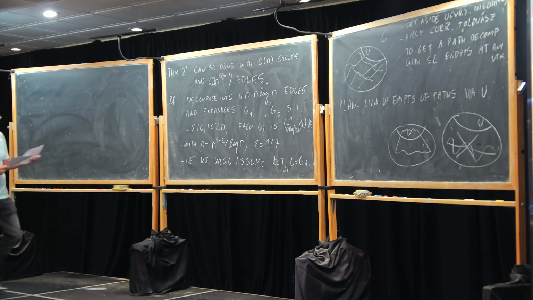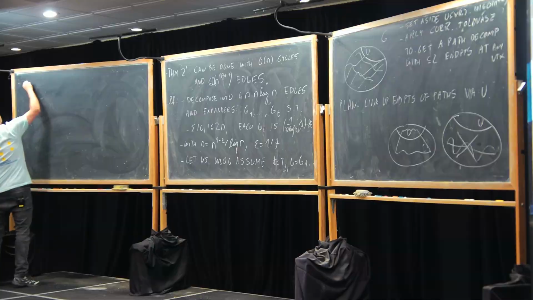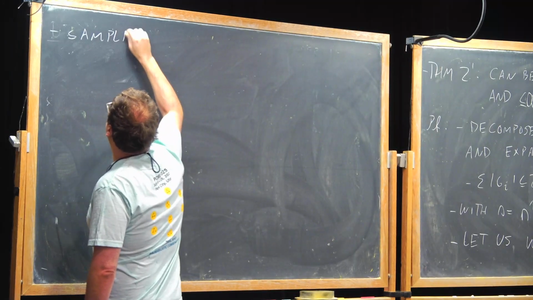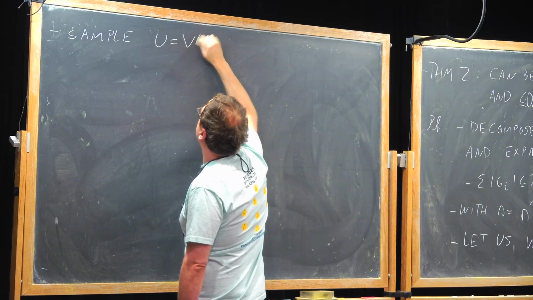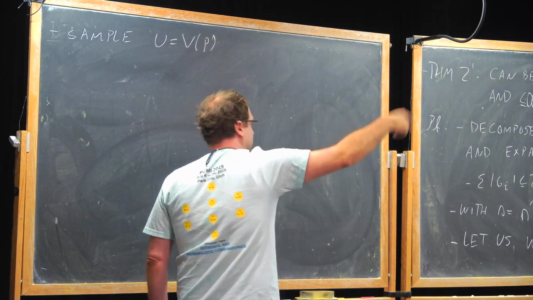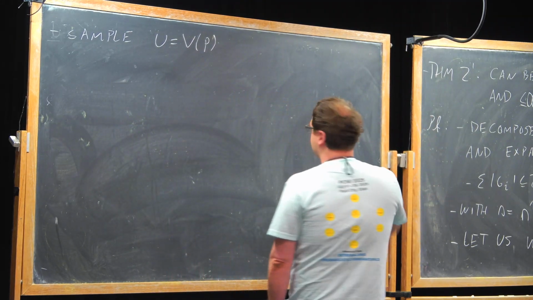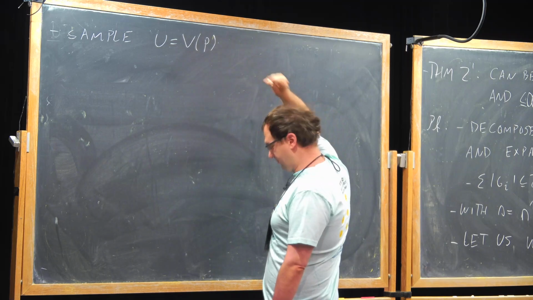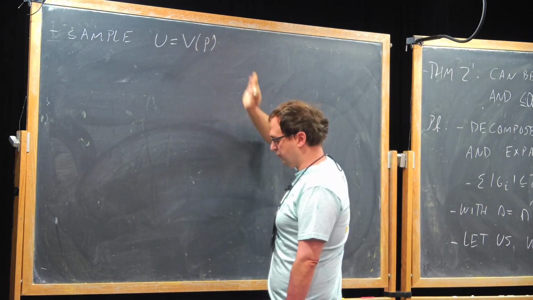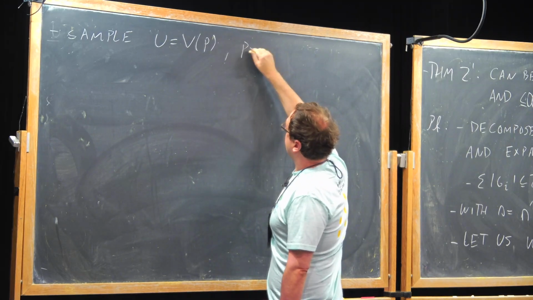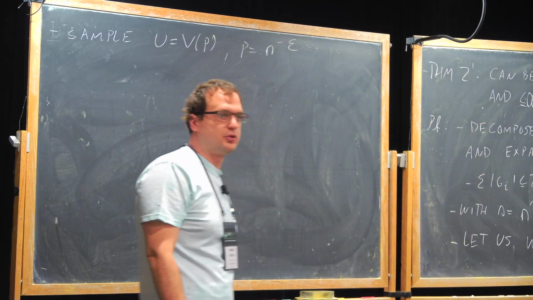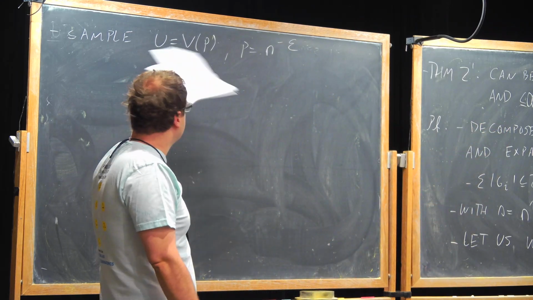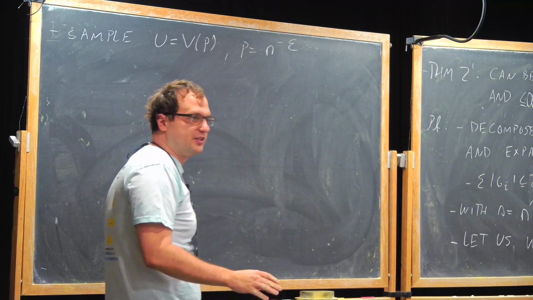So our plan is now to sample this U. Sample U as V_p. Remember, this was our uniformly independent random sample where every vertex gets sampled with probability p independently. p should be n to the minus epsilon. That's the sort of thing that we can afford to lose. Chernoff will tell you this is not too big, so this is something we easily ensure.